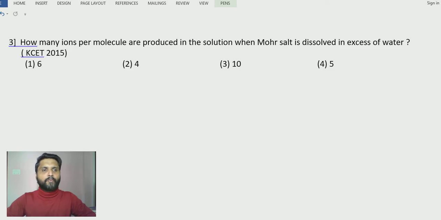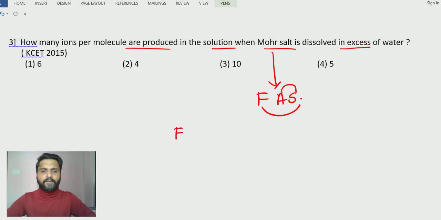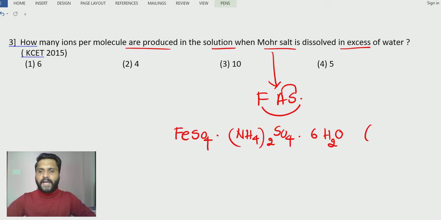Question number 3. How many ions per molecule are produced in the solution when Mohr's salt is dissolved in excess of water? What is Mohr's salt? Mohr's salt is ferrous ammonium sulfate, which means it is ferrous sulfate and ammonium sulfate. Ferrous sulfate is FeSO4. Ammonium sulfate is (NH4)2SO4. Along with this there are 6 water molecules of crystals of hydration, and this is a solid. Students, remember ferrous is Fe2+, sulfate is SO4 2-, ammonium ion is NH4+.